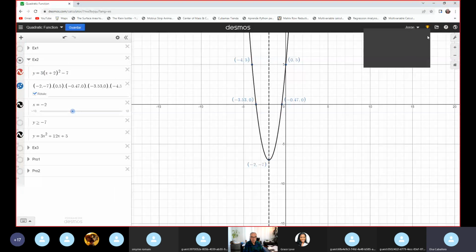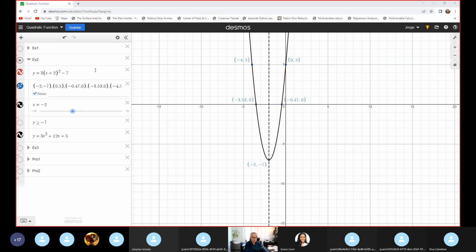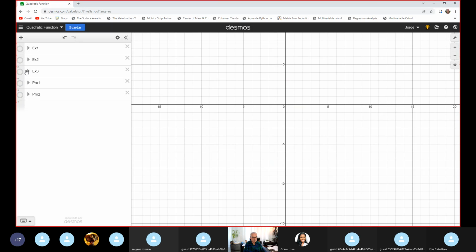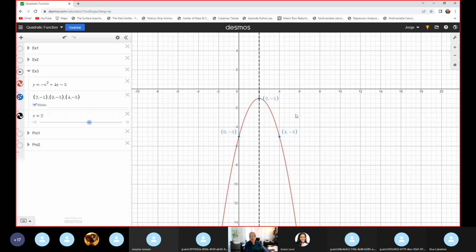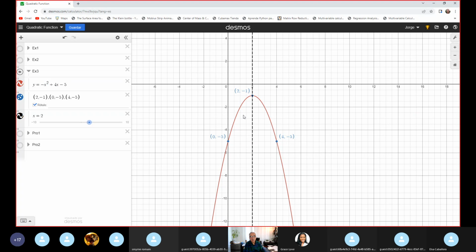Do you see? Yes. This is example 2. The example 3 is this one. Excellent. Boom! Look at that. This is my equation. Copy. I can see the vertex is (2, -1). We determined the y-intercept, which was (0, -5).